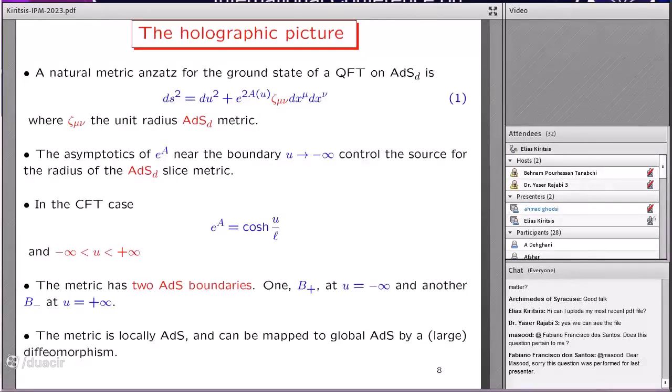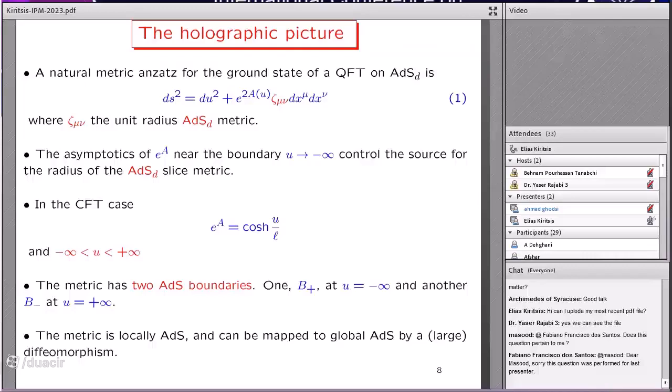So let me now come to the holographic picture, and the natural ansatz metric that I will be using to study these issues is an ansatz for the ground state of some quantum field theory, which lives on AdS, d-dimensional AdS. Of course, the holographic dual theory will be in one dimension higher, and the metric here, where u is the holographic coordinate, is more or less describing this. Here the metric of the slice is that of AdS_d, and then I have a scale factor and the extra holographic coordinate. And a solution of this type is going to be dual to some quantum field theory which lives on AdS_d.